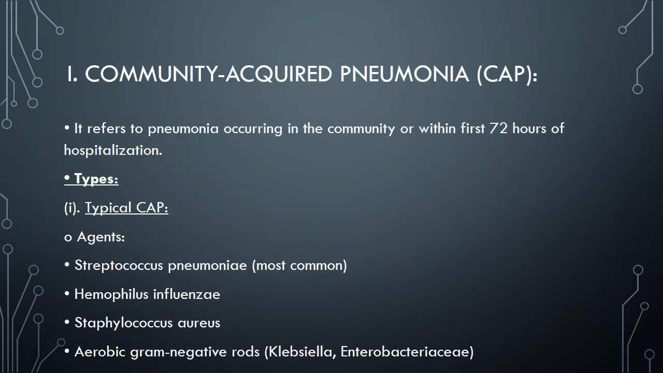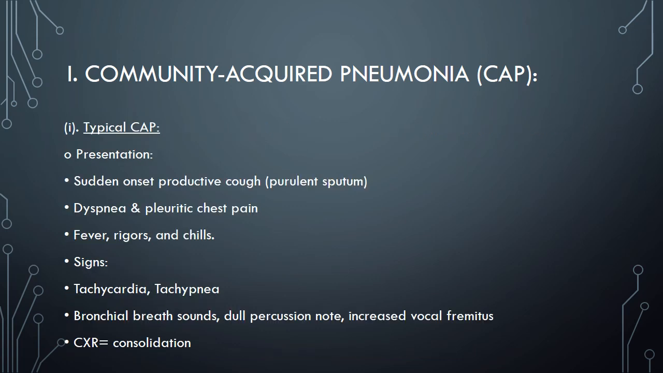So community acquired pneumonia refers to pneumonia occurring in the community or within the first 72 hours of hospitalization. These are of two types: typical community acquired pneumonia and atypical. The typical pneumonia is caused by the organism Streptococcus pneumoniae, which is the most common cause. Others are Haemophilus influenzae, Staph aureus, and aerobic gram-negative rods, for example Klebsiella and Enterobacteriaceae.